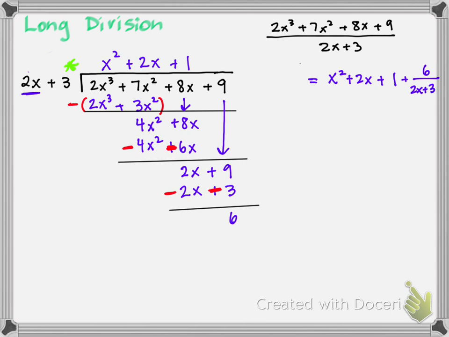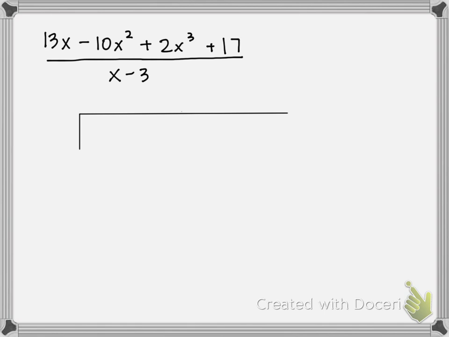Okie dokie. That is your first polynomial division problem that we've done. Okay, so let's do another one. Imagine I have set up for you 13x minus 10x squared plus 2x cubed plus 17. And I'm asking you to divide that by x minus 3.